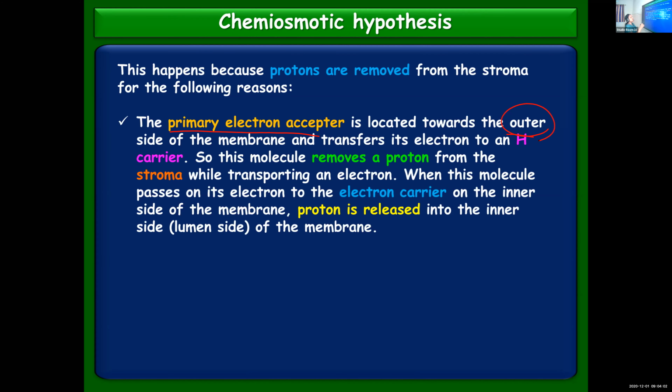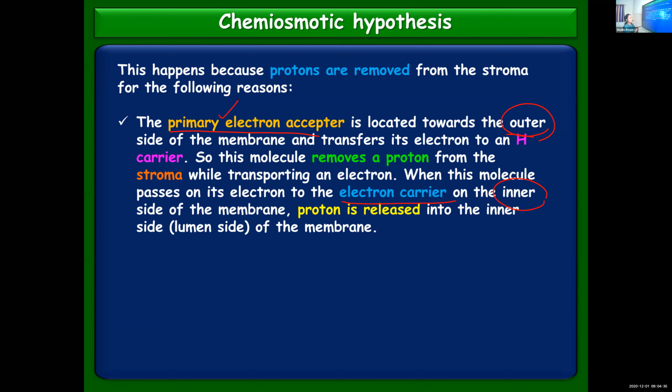And it transfers this proton and electron to an electron carrier which is present on the inner side. Along with the electrons, protons are also being released into the inner side of the membrane. So the primary electron acceptor will be located on the outer side. When it is transferring electrons, being present on the outer side, it will take protons from the stroma. Stroma is outside the thylakoid membrane.